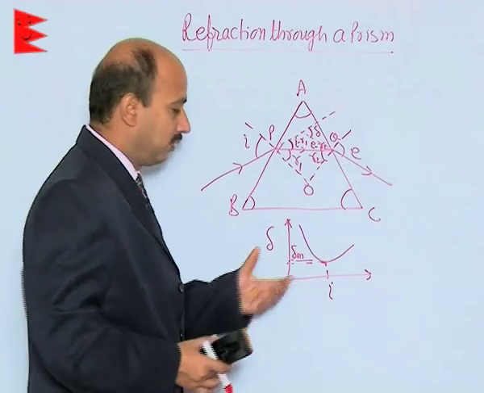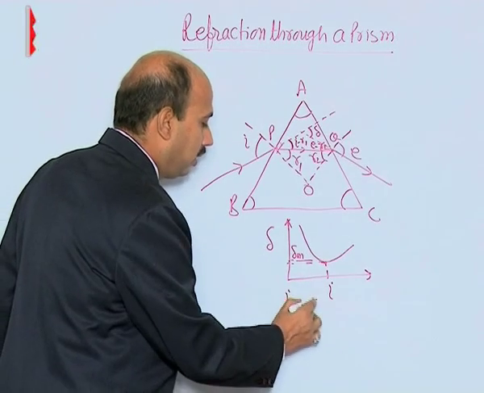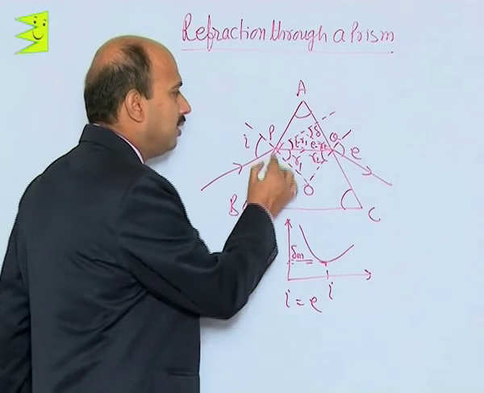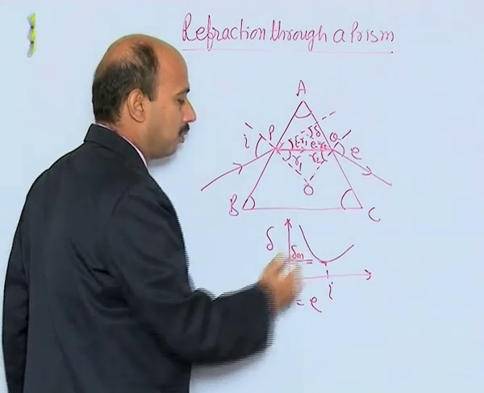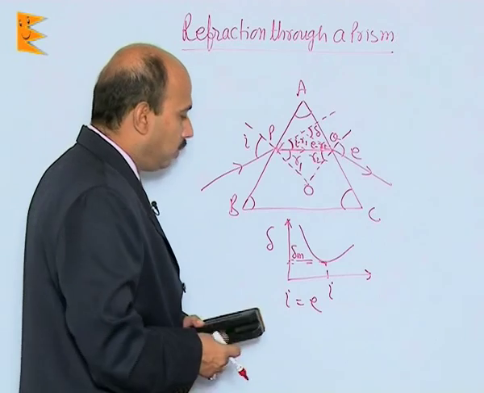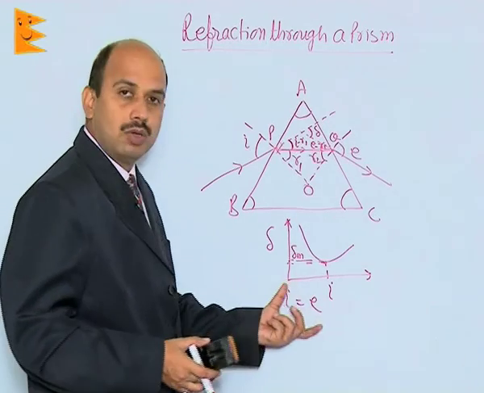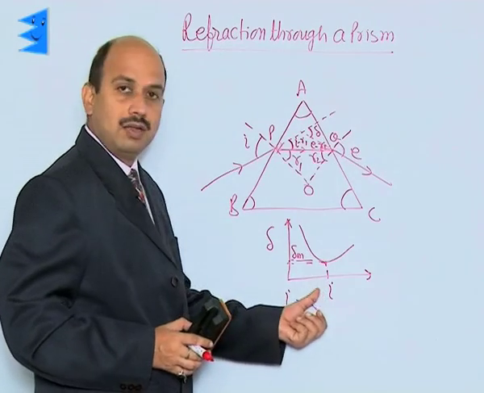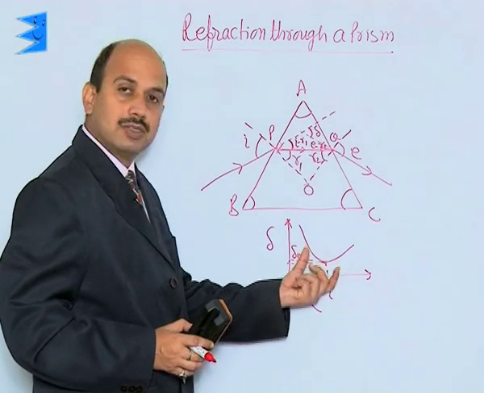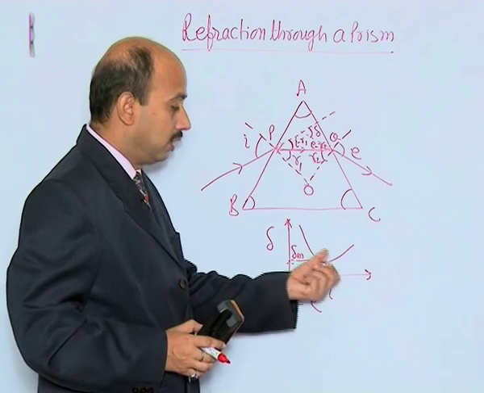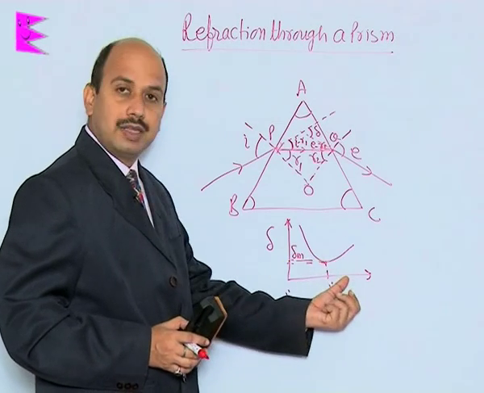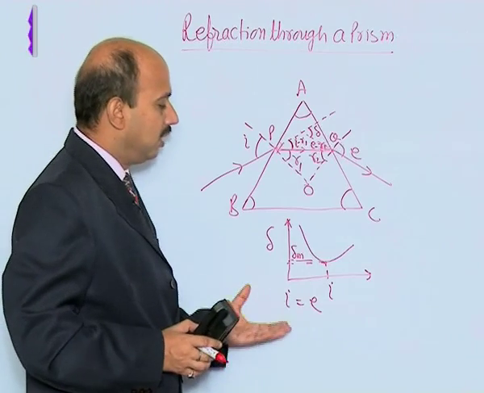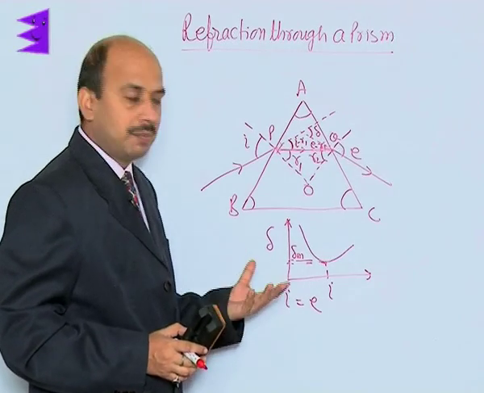Whenever this situation is found, I is equal to E, the angle of incidence is equal to the angle of emergence, and the ray will be parallel to the base of the triangle. So we know from this graph that I is equal to E. Beside this, for every other angle of deviation there are two different values of I and E for the same angle of deviation, but in this case I and E are equal for the same deviation.